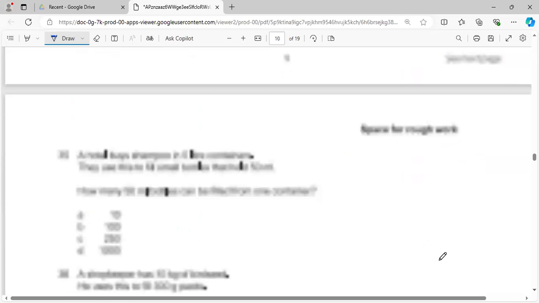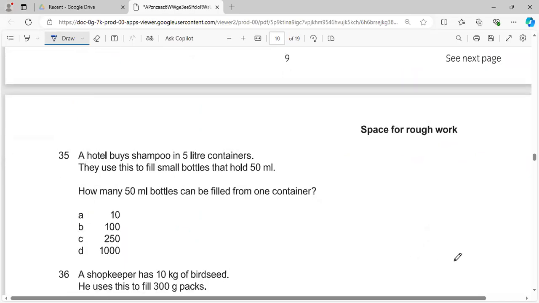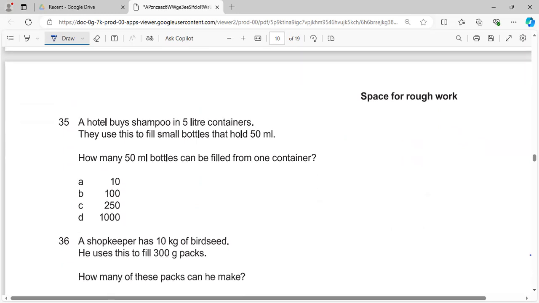Alright, let's move on to 35. Oh, 35 is on the next page. Alright, this one says a hotel buys shampoo in 5-liter containers. They use this to fill small bottles that hold 50 milliliters. How many 50 milliliter bottles can be filled from the container? So you guys can go ahead and do that one, right?